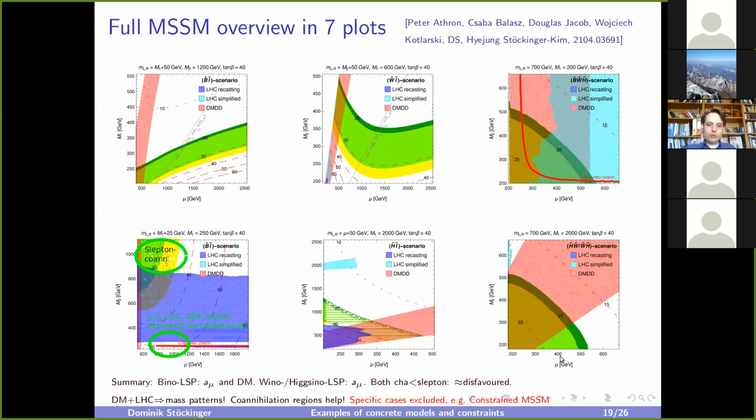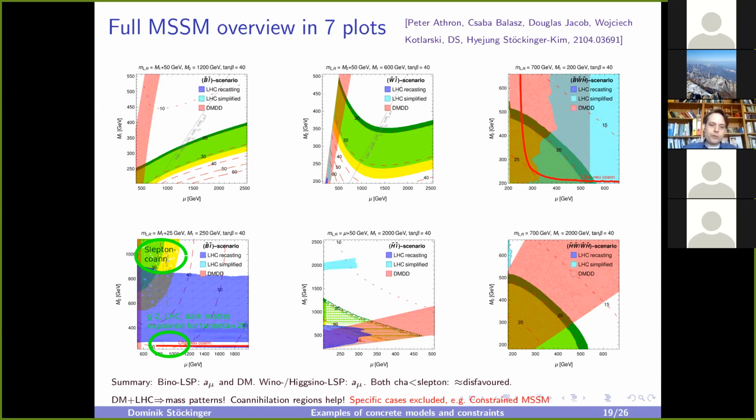So the general picture is that the SUSY parameter space is wide open and has a lot of regions where g-2 can be explained, even a lot of regions where g-2 can be explained simultaneously with dark matter.